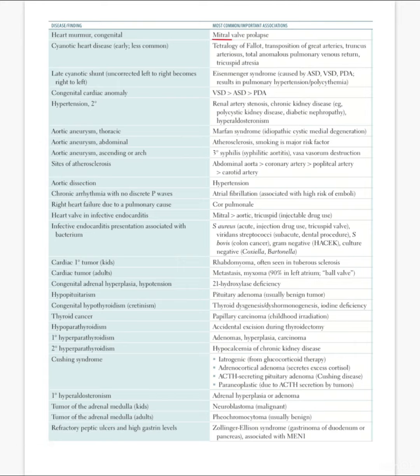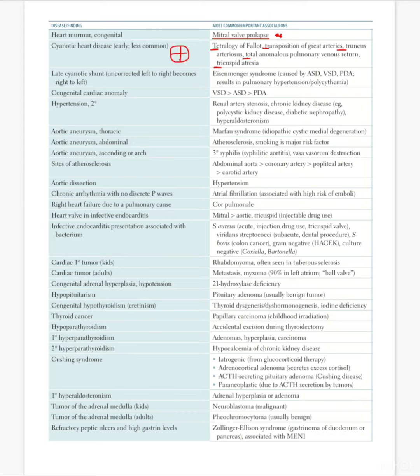Then heart murmur, guys, okay, congenital, seen in mitral valve prolapse. Then cyanotic heart disease, guys, like all the T's: tetralogy of Fallot, transposition of great arteries, truncus arteriosus, total anomalous pulmonary venous return, tricuspid atresia. Then left cyanotic, all the other things, guys, okay.